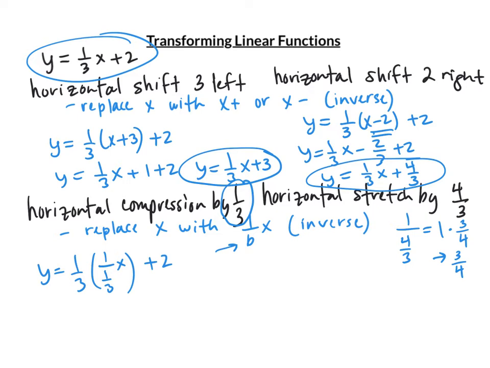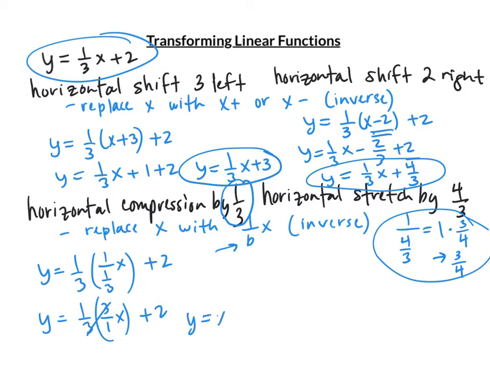Remember that you're going to multiply by the reciprocal, so that 1/3 is going to become 3 over 1 like I did over here. So this ends up being y equals 1/3 times 3 over 1 times x, plus 2, and that cancels, so it just ends up being y equals x plus 2. Crowded here. Right, the horizontal stretch, it becomes y equals 1/3 x.